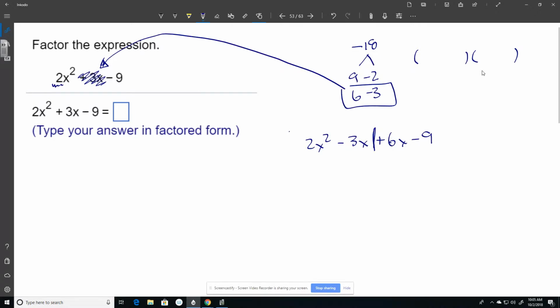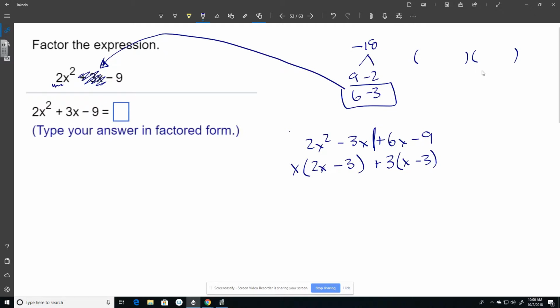The biggest thing that goes into 2x squared and 3x, I'm looking for the greatest common factor, is just x. And when I pull that out, I'm left with a 2x because 2 divided by 1 is 2, x squared divided by x is x, minus 3 divided by 1 is still 3, x divided by x is 1. On this one, my greatest common factor is a 3. And when I do 6 divided by 3, I'm left with x. Negative 9 divided by 3, I'm left with negative 3.